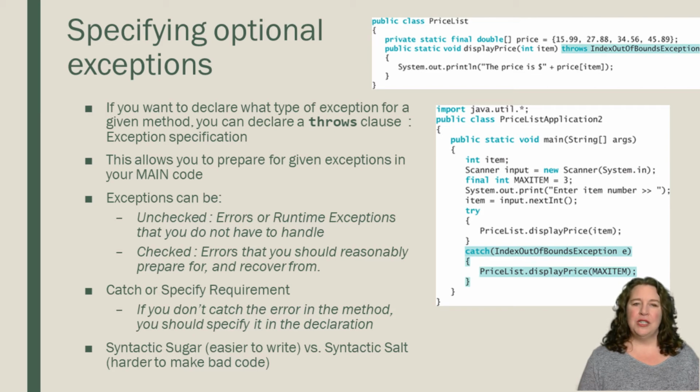With optional exceptions, you can declare a throws clause. So you can say that my method displays price throws an index out of bound exception, which will let the rest of my code know, hey, that's the exception that this one throws, which is great. It allows you to prepare for your exceptions in your main code because your class code already tells you what errors it throws. So in this case, if I have my main code here where I'm doing display price and I'm passing an integer that the user entered, I'm already prepared to handle the index out of bounds because I was told that price list display price will throw this error.